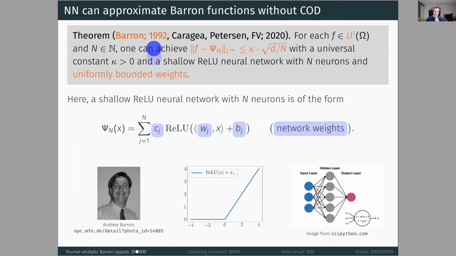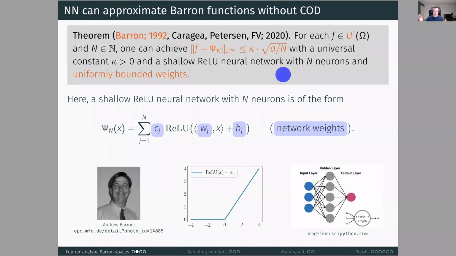What Barron showed is that if you have such a function in the unit ball of the exponent 1 Barron space, then for whatever input dimension, you can approximate it with a shallow network with N neurons up to error essentially square root of d over n. So basically you can overcome the curse of dimension for this function class.